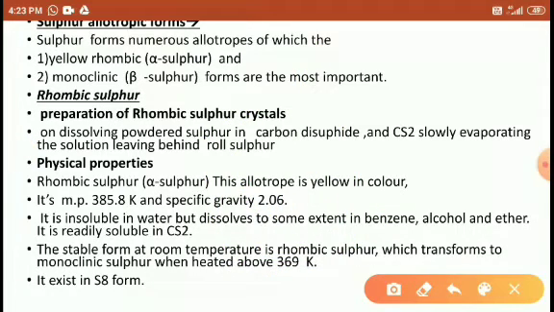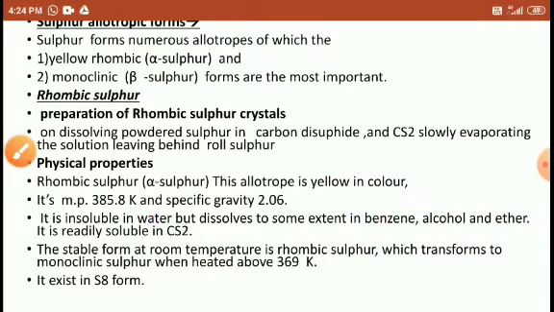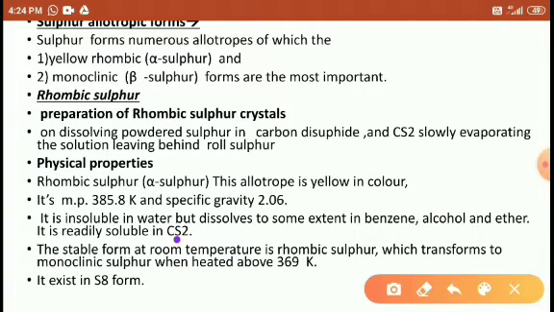Physical properties: rhombic sulfur has a yellow color and shape, its melting point is 385.8 Kelvin, and the specific gravity, the density, is 2.06. It is insoluble in water because water is polar and sulfur is non-polar, but it is soluble in organic solvents, that is non-polar components, such as benzene, alcohol, ether, etc. It is also soluble in carbon disulfide.